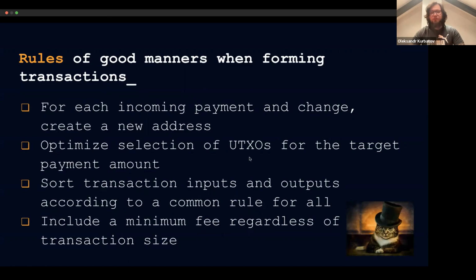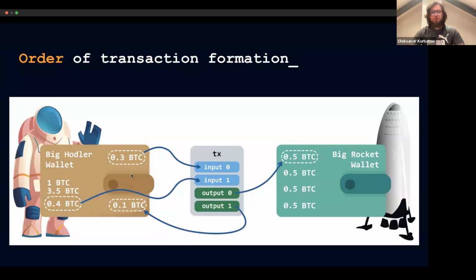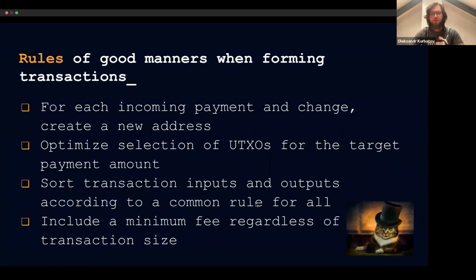The next one: optimize selection of UTXOs for the target payment amount. As I said in this example, you should find the most efficient outputs to spend, aggregating them and paying 0.5 bitcoins for the service. The next one: sort transaction inputs and outputs according to a common rule for all. It will allow you to easily synchronize your wallet and differ that from existing ones. And the last one: include a minimum fee regardless of transaction size, a minimum fee for confirmation. That will allow other users to receive their payments without problems.